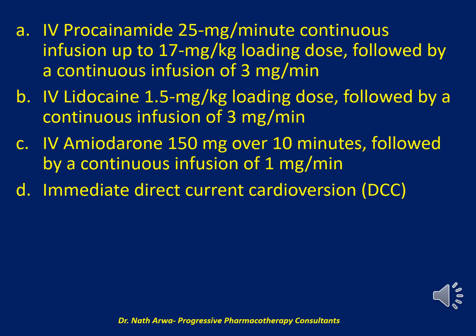IV lidocaine 1.5 mg per kilogram loading dose, followed by a continuous infusion of 3 mg per minute, or C. IV amiodarone 150 mg over 10 minutes, followed by a continuous infusion of 1 mg per minute, or is it D. Immediate direct current cardioversion, abbreviated as DCC? I will give you 10 seconds to choose the correct answer to this question from the listed options.